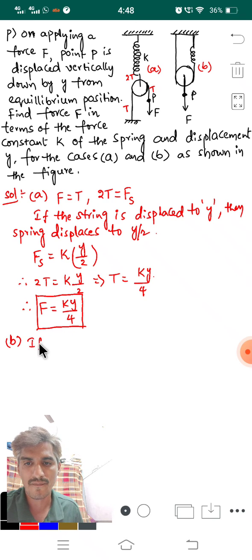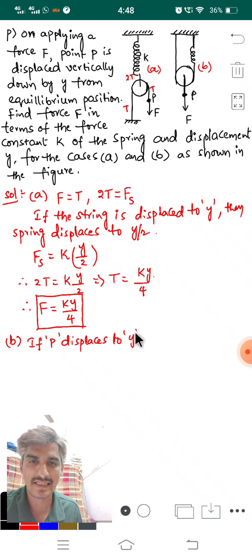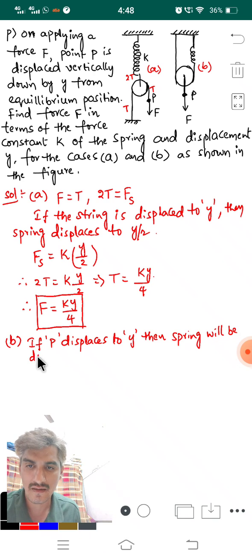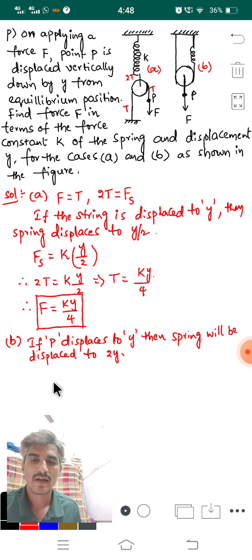So if point P displaces to y distance, then the spring will be displaced to 2y. Yes or no?